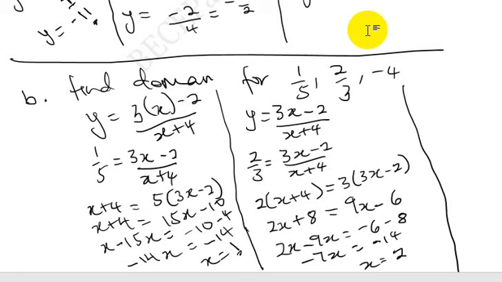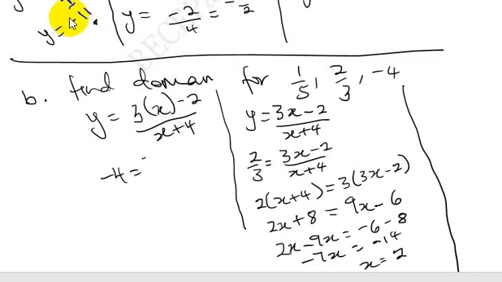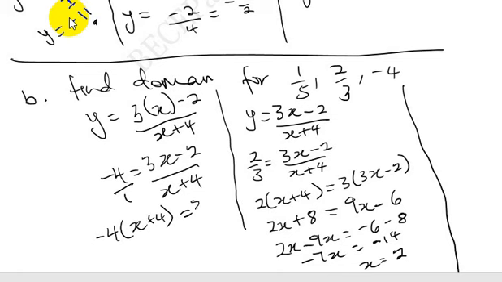Now let's look at the last part of it. That is the -4. So for -4 coming here, we are going to get 3x minus 2 all on x plus 4. So if you bring here over 1 and we cross multiply, we're going to get -4 bracket x plus 4 brackets close being equal to 3x minus 2. Then we are going to get -4x minus 16 being equal to 3x minus 2.